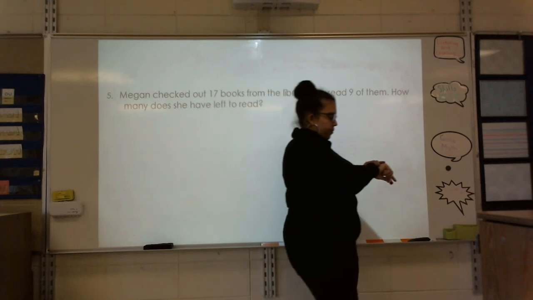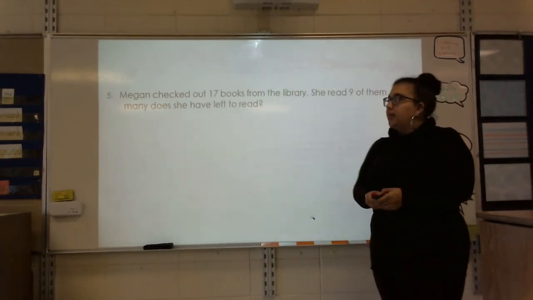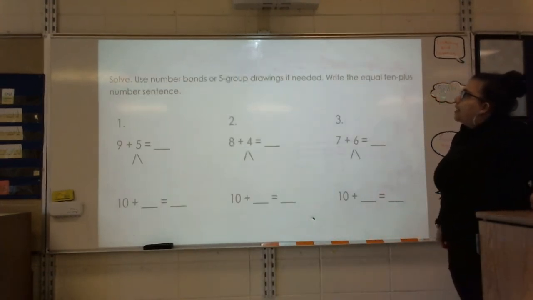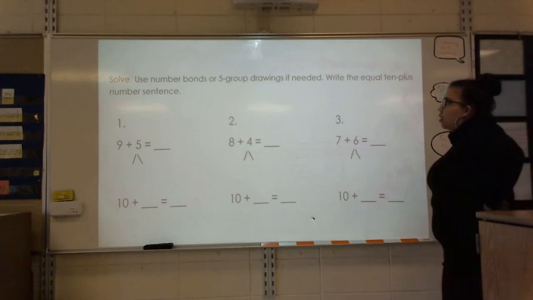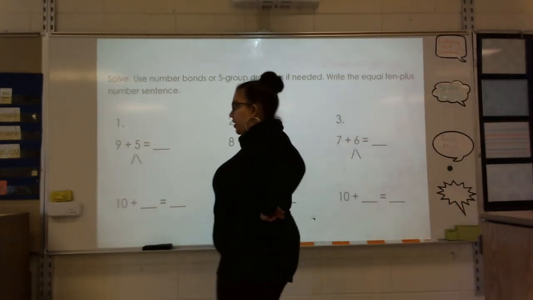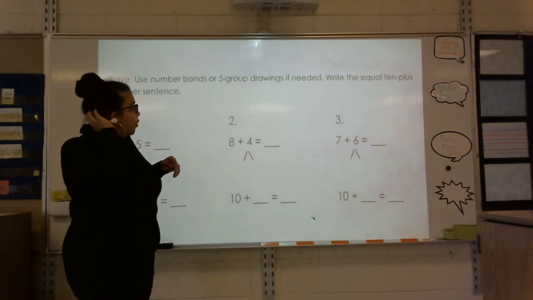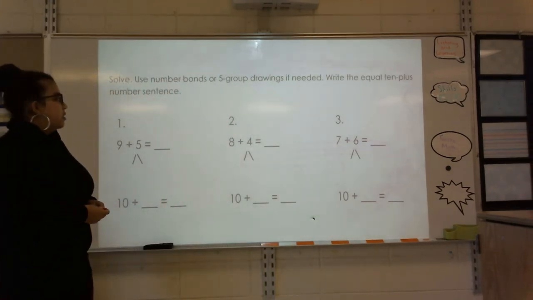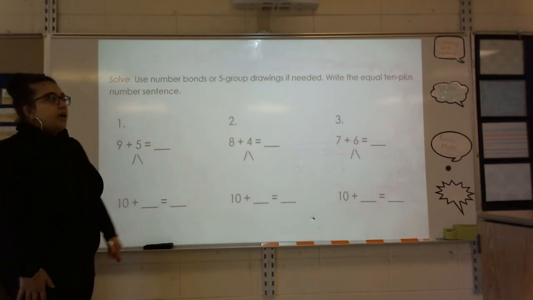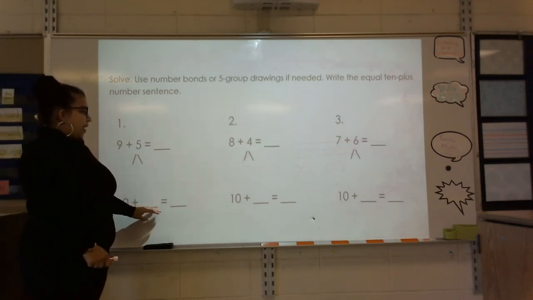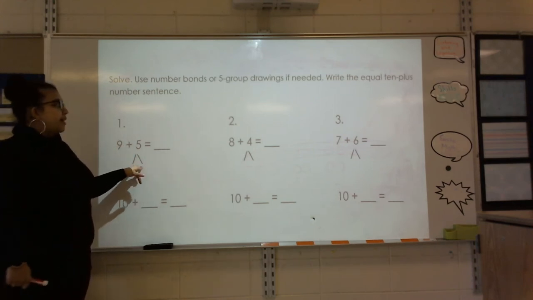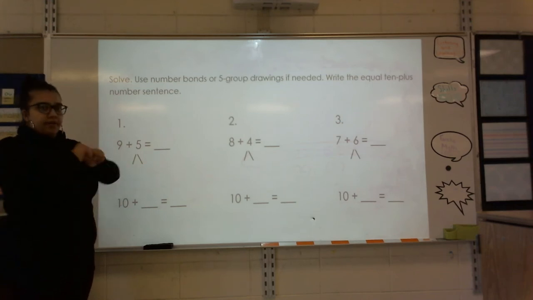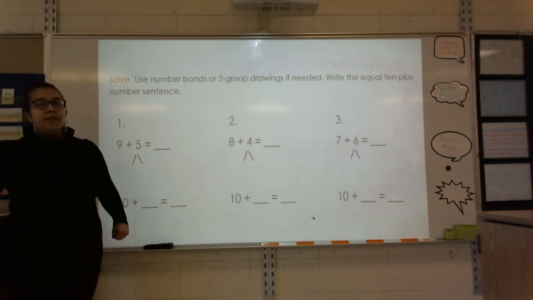I think I got a couple more. Let's see. All right, it says use number bonds or 5 group drawings if needed. Write the equal 10 plus number sentence. Okay, so we have 9 plus 5 is equal to, and what we're going to do is break apart one of the pieces so that we can make 10 and some more to add together instead, and then we're going to write that 10 plus number sentence that matches. So 9 plus 5. It's already told us that we need to break apart the 5 into smaller pieces. What do those pieces need to be?